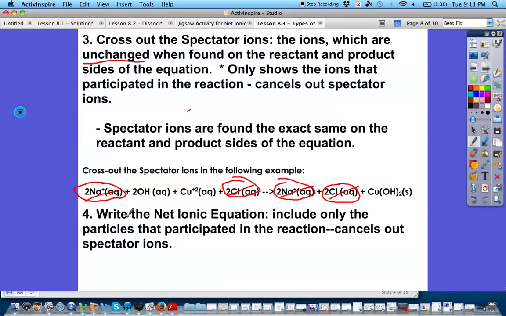So now the net ionic equation, you're only going to include the particles that participated. This does not include the spectator ions. So all you're going to do is bring down what you have not canceled out in your complete ionic equation, and that is going to go in your net ionic equation.